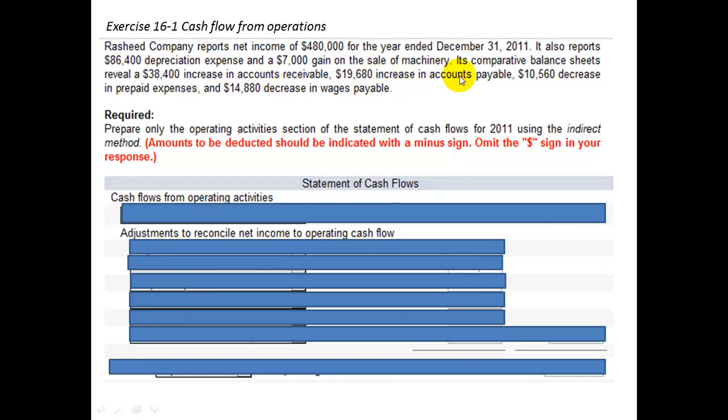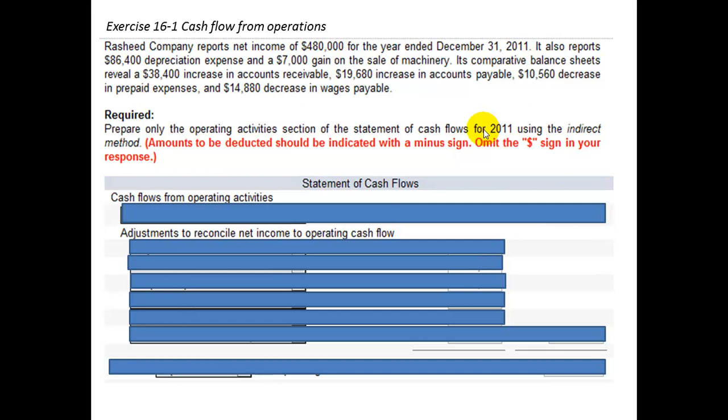$19,680 increase in accounts payable, and $10,560 decrease in prepaid expenses, and a $14,880 decrease in wages payable. Required: prepare only the operating activities section of the statement of cash flows for 2011 using the indirect method.